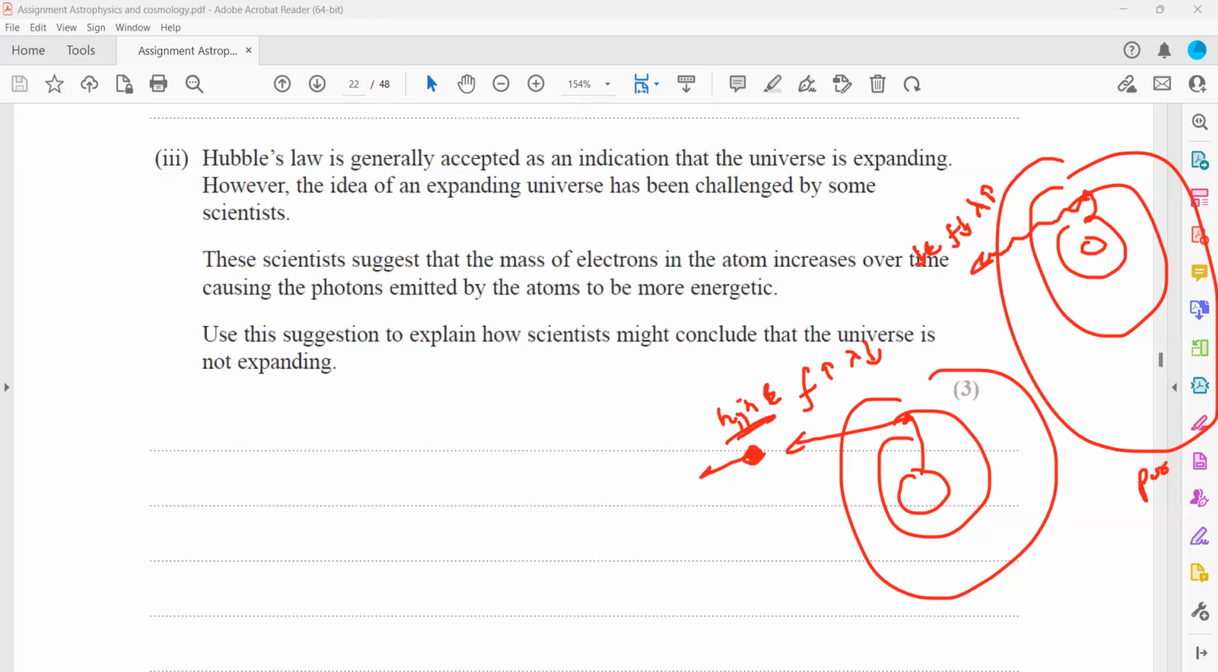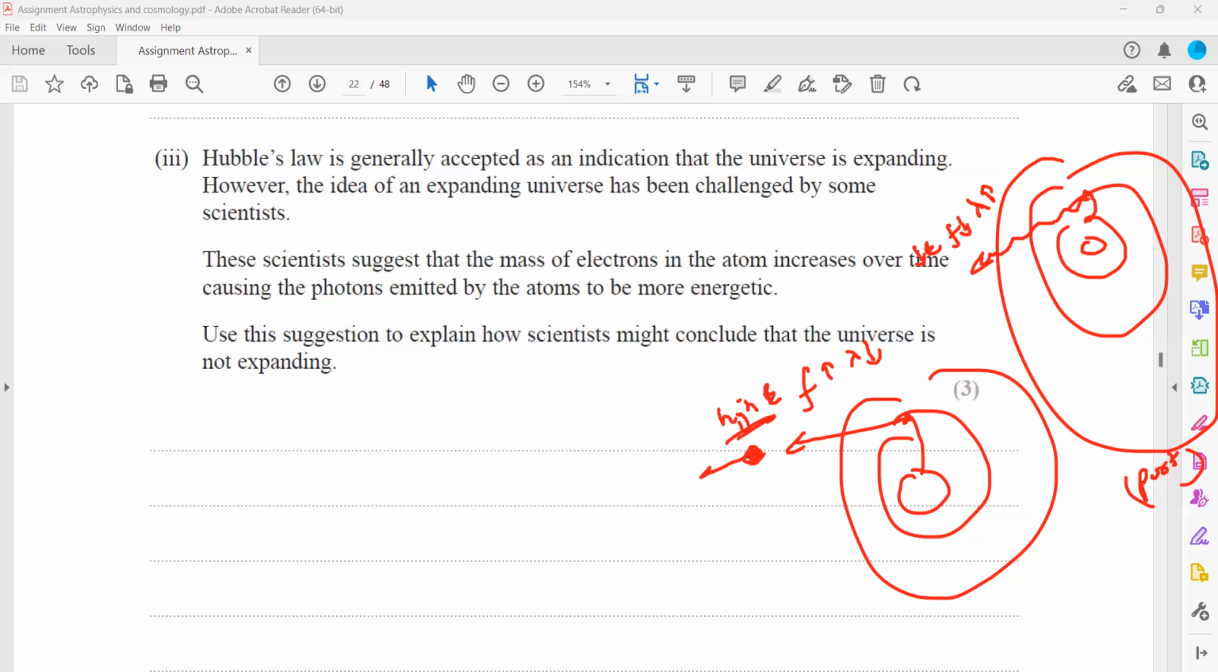Like the distant galaxies, the photon which we receive from them now has a longer wavelength. So that might be a reason: the electrons were lighter. Now electrons are getting heavy, but electrons were lighter in the past. So these electrons were emitting a smaller energy or a longer wavelength. That's why this might not be true.